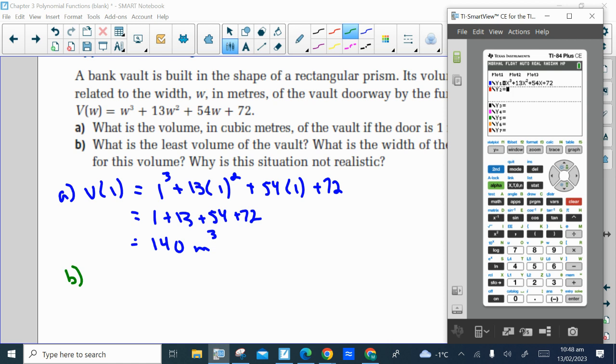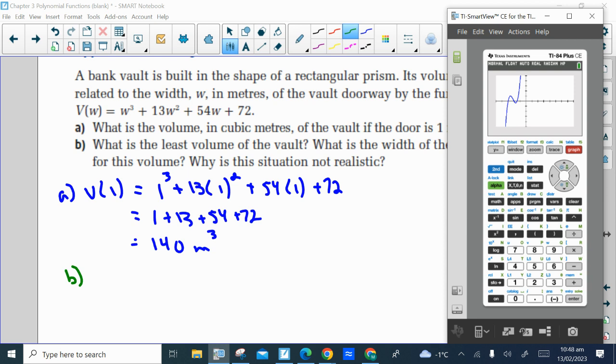And if you just hit graph now, you may or may not see any part of the graph. It depends what the windows are. But remember, we can only have positive values of W and only positive values of volume, right? If we look at the graph right there, I only see negative values of W. That graph is to the left of the y-axis. I need to see positive values of W. We know by looking at the equation that the y-intercept is 72.